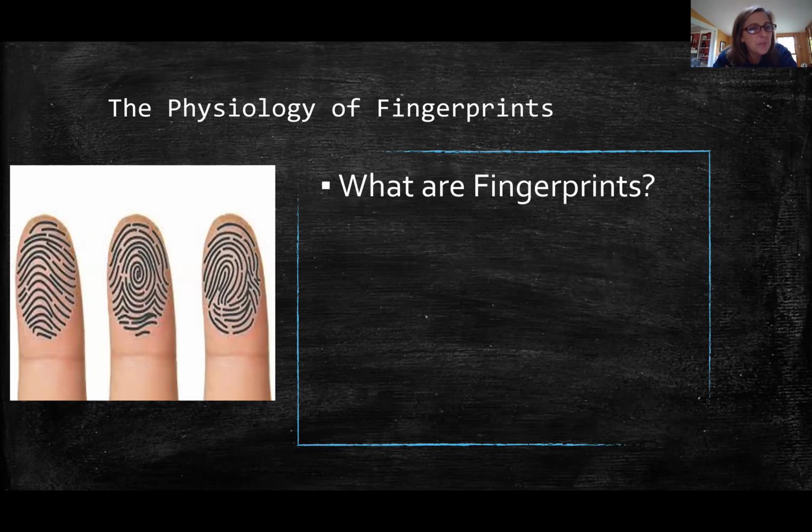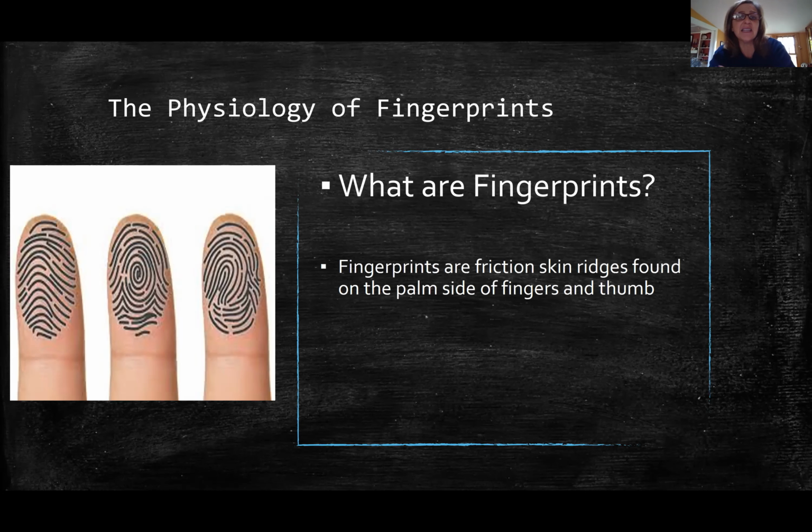So what is the fingerprint? Well, you can see there's a picture here with the 3 different types of print, which we will dive into in 2 weeks, but those are called arches, whorls, and loops. But what exactly causes the print? That's the focus of the next little bit of this lesson.